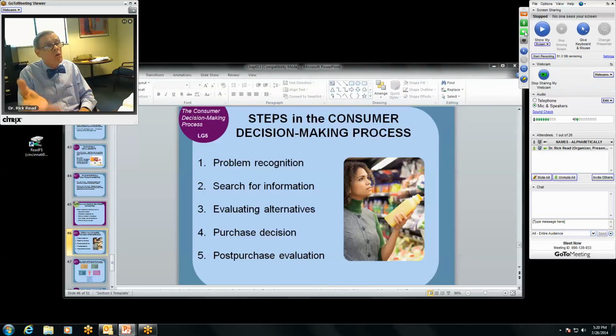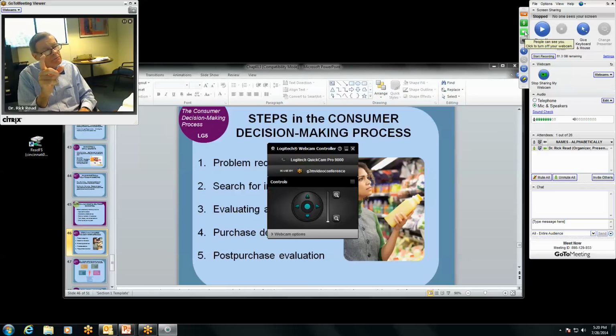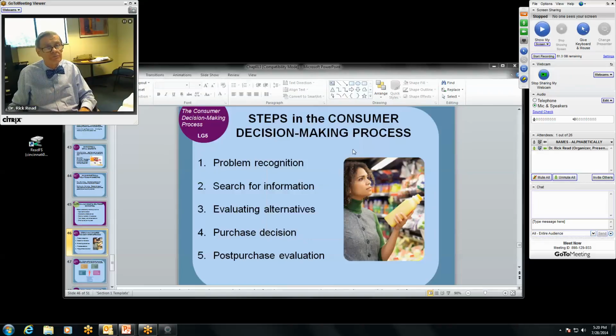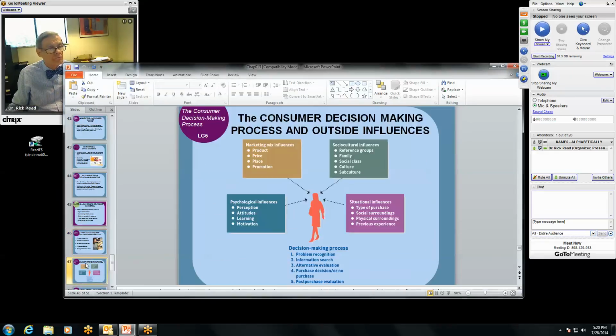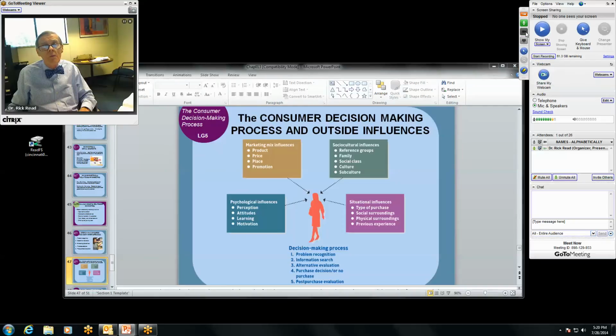This is how we as consumers make a buying decision. We realize we have a deficiency. I don't want to use the word problem, deficiency. We're looking for information that comes from the marketers, etc. We're going to weigh pluses and minuses. We're going to make a decision to purchase, and then we're going to evaluate it, which means that the next time around we may change our mind based upon what our satisfaction was. This is how we make decisions as consumers.